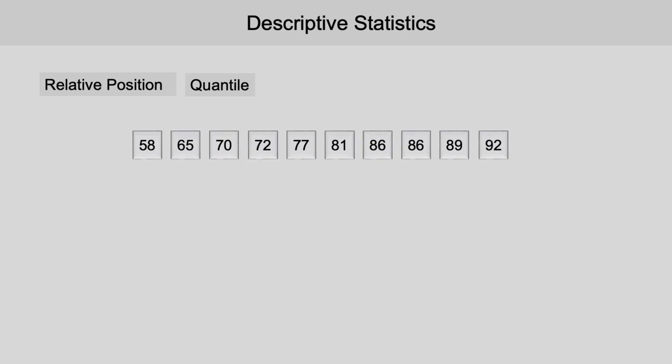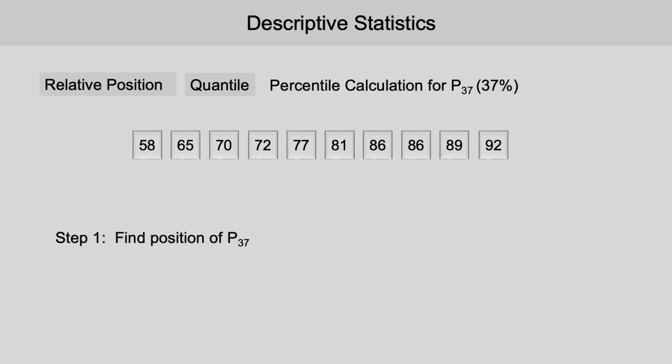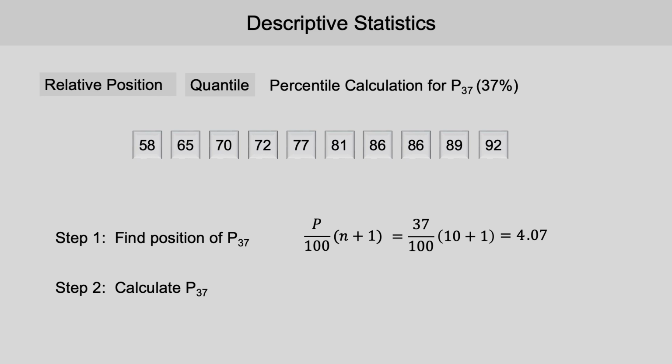Let's take another example, calculating the 37th percentile. To find the position, we substitute 37% into the formula, resulting in 4.07. Since 4.07 is not an integer, P37 lies between the 4th and 5th positions. The calculation involves taking the difference between the 5th number, 77, and the 4th number, 72, multiplying this difference by 0.07, and then adding this result to the 4th number, 72. Therefore, P37 is calculated as 72 plus 77 minus 72 times 0.07, and we get the final value, 72.35.